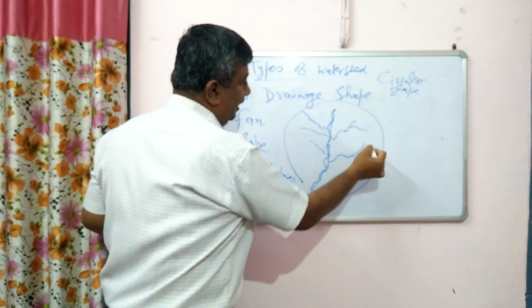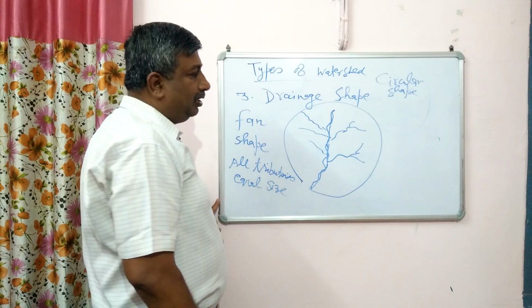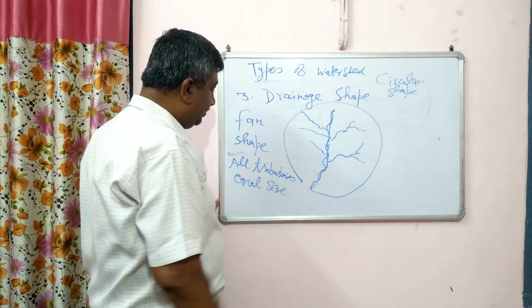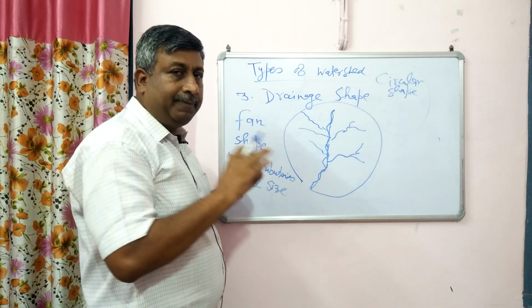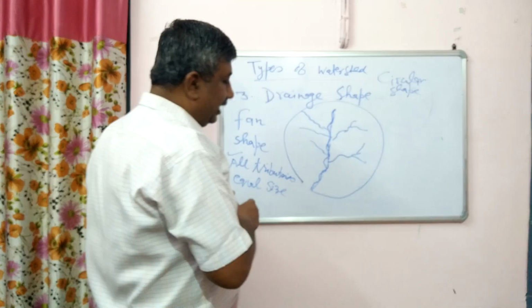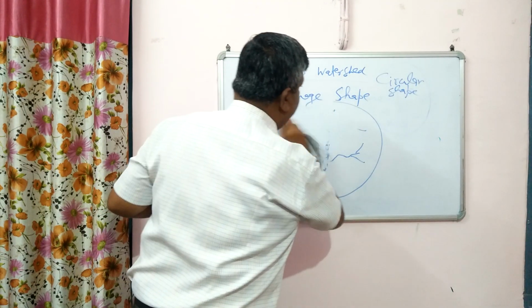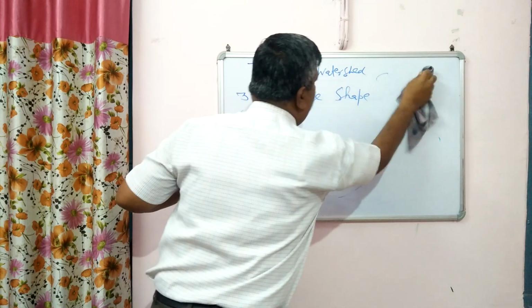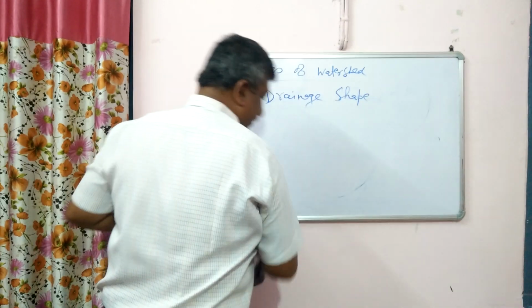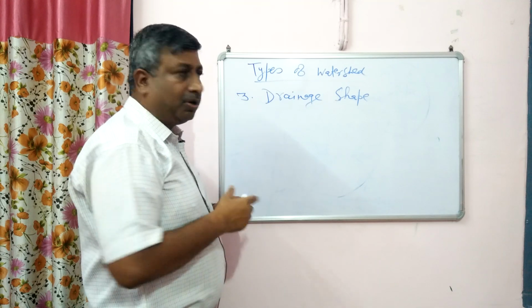The length and the width are almost equal, and the main characteristic is that all tributaries are of equal length or equal size. Another may be that the length is more than the width. It is not circular shape, and all the tributaries are not of equal size.